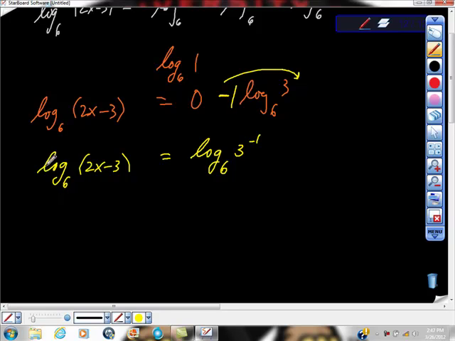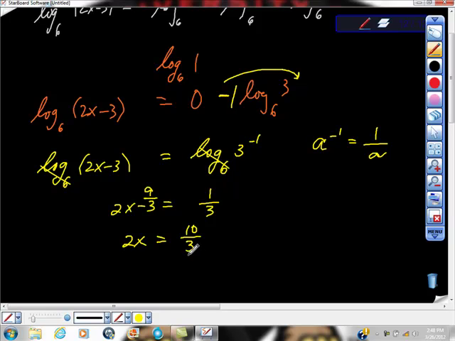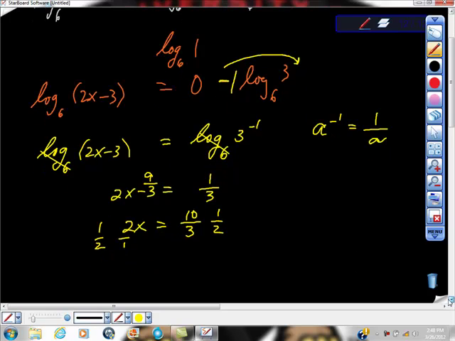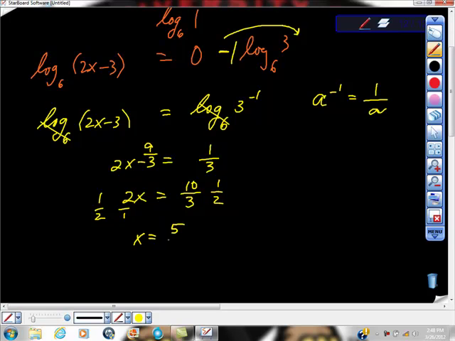Now, because log functions are 1-to-1 functions, we're allowed to drop this and this. And we get 2x minus 3 is equal to 1/3, right? Because we know that a to a negative power is 1 over a to that power, where a is not equal to 0. So I'm going to add 3 to both sides, but of course 3 is the same as 9/3. That's still 3, isn't it? So I'm going to add 9/3 to each side, which is equal to 10/3. Going to multiply by the reciprocal here, so multiply by 1/2, and we get x is equal to 5/6.